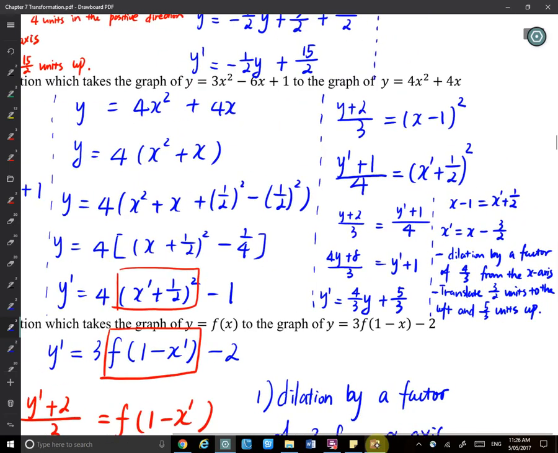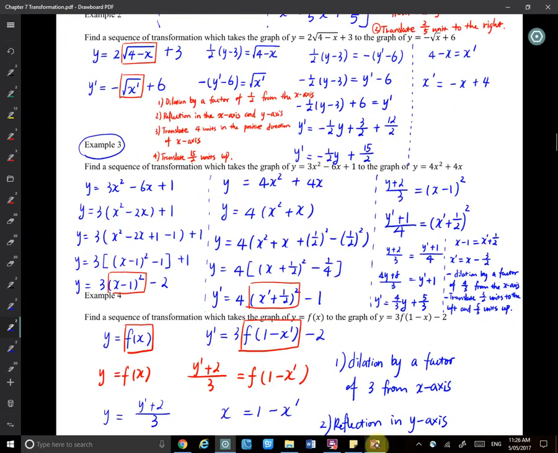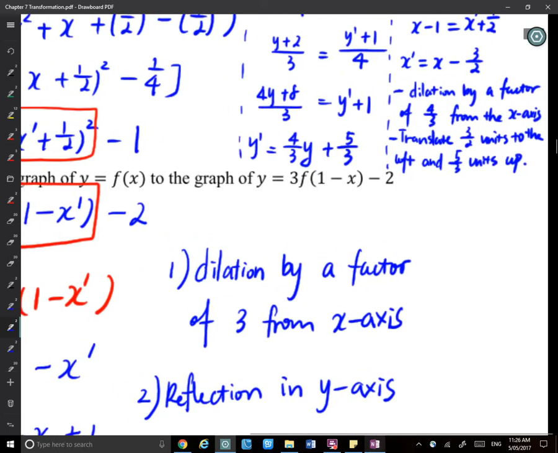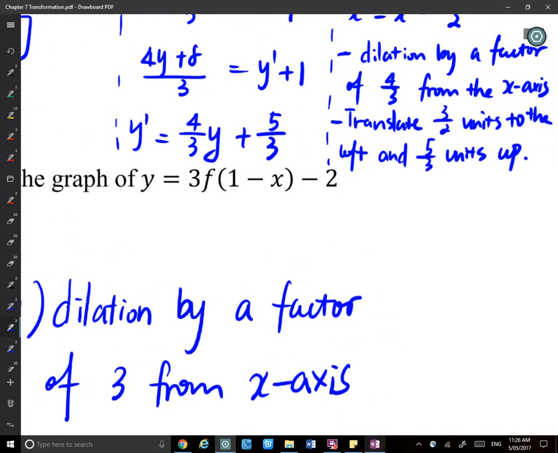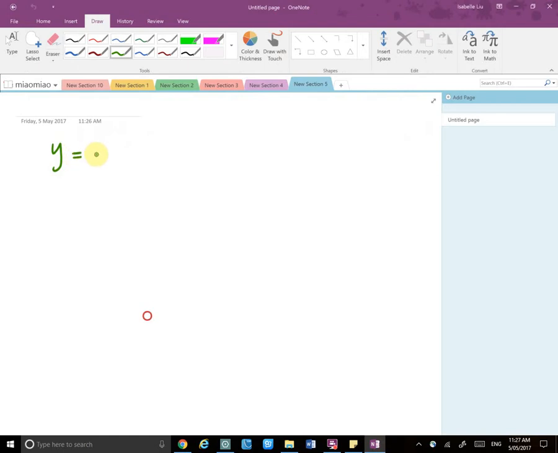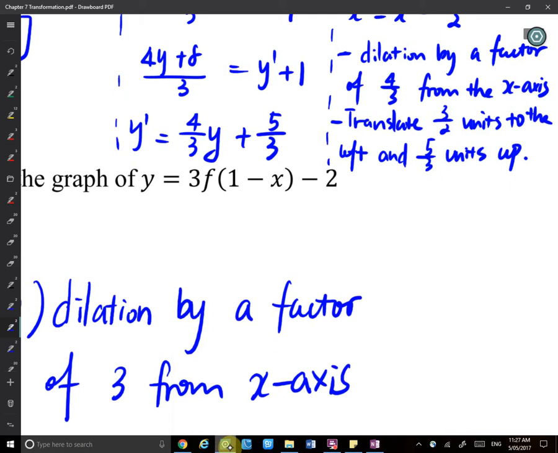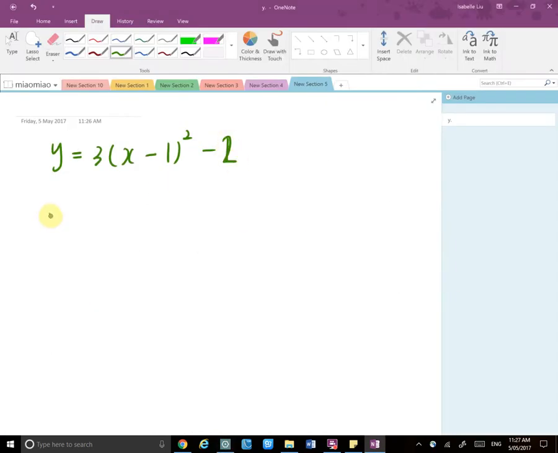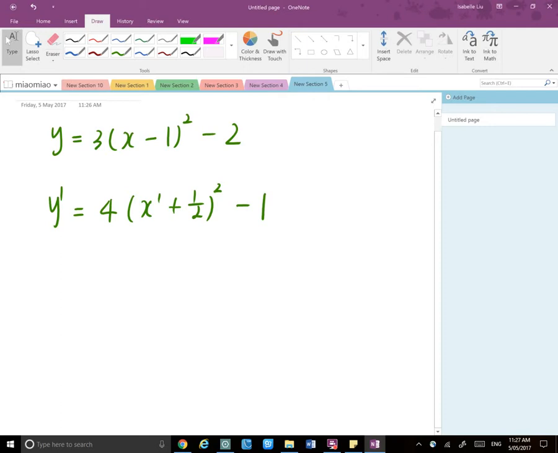Okay, let's now think about this question. First we have y equals 3 times x minus 1, squared, minus 2. And then y dash equals 4 times x dash plus a half, squared, minus 1. Okay, those are the two equations we have.